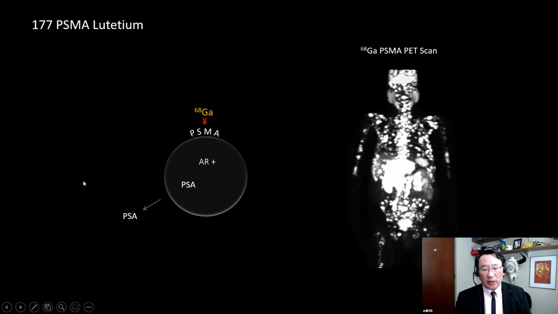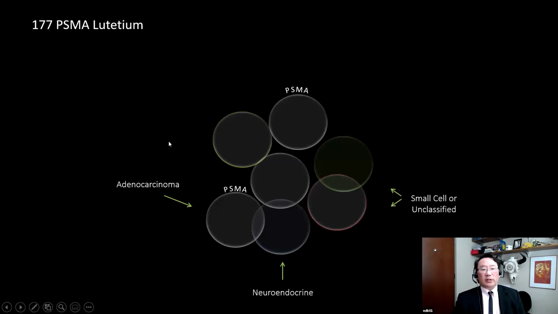So 177 PSMA lutetium is a form of isotope that can target cells that have PSMA on their surface. Like I showed you, some cells have PSMA on the surface, and you can get a PSMA PET scan. This gentleman clearly has many, many tumor cells that have PSMA on the surface of the cell. If you light up on a PSMA PET scan, then by definition, you may be a candidate for treatment with 177 PSMA lutetium.